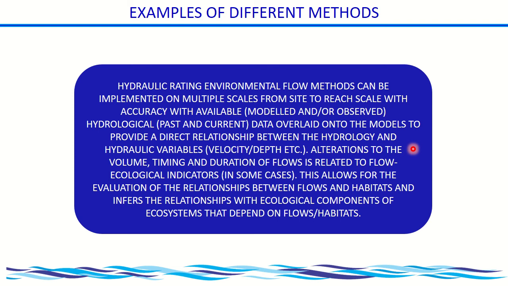And from a habitat hydraulic perspective, there's a new issue: certain species require certain types of velocities or depths. And if you change the availability of velocity or depths by reducing the flows too much, you will lose those species. Consider that. This allows for the evaluation of the relationship between flows and habitats and infers relationships between ecological components and their habitats.